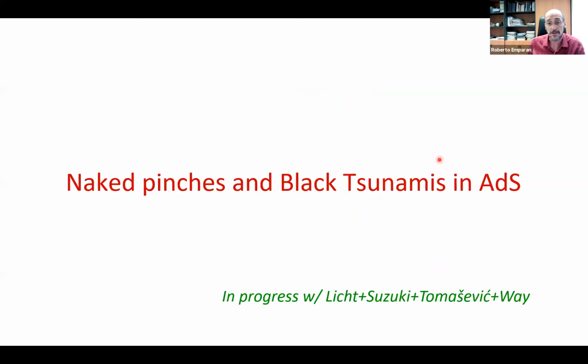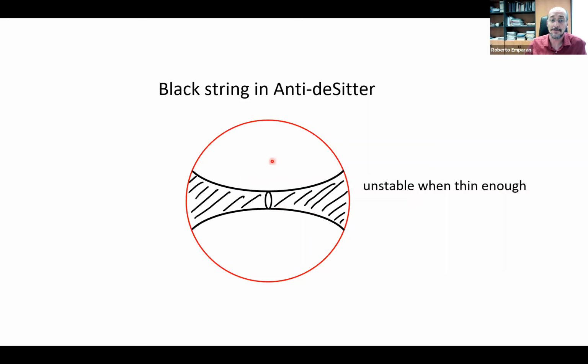Now, just to mention something, I'm coming to the end in a couple of minutes, something that is in progress with people who are or have been recently in Barcelona, what we call naked pinches and black tsunamis in anti-de Sitter space. It's an elaboration, or another direction in which we're using these effective theories for black holes and black strings and black branes in higher dimensions, but now in anti-de Sitter, which is of interest, particularly if you're interested in holography. But this phenomenon of the instability of a black string that Gregory and Laflamme found is also present if you have a black string in anti-de Sitter.